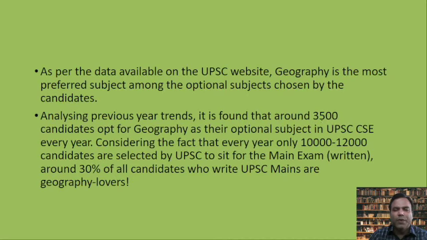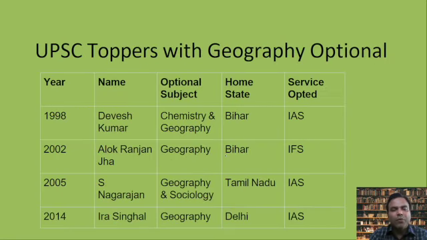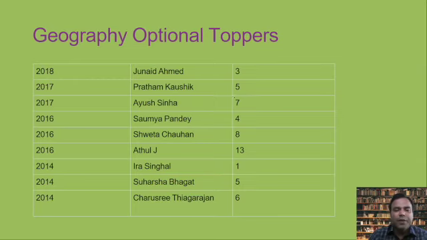Every year more than 3,500 people appear out of 10,000 to 12,000 people, so 30% of the total aspirants are from the geography option. I think it is highly lucrative to choose the geography option. One more piece of data I want to show: toppers, first rankers come from the geography option, like 1998 Devesh Kumar, 2002 Alok Ranjan, 2003 S. Nagarajan, and 2014 Ira Singh, all ranked one. In recent years there are Junaid Ahmed, Pratham Kaushik, Ayushna, Soumya Pandey, Shweta Chauhan, Atul Jay, and so on.